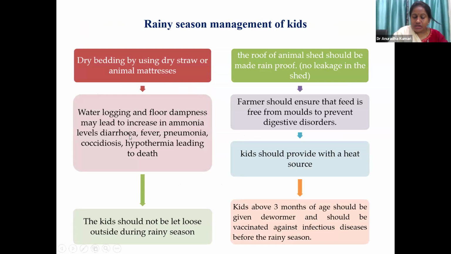With an increase in the moisture level, the incidence of diarrhea, pneumonia, and coccidiosis also increases. Always try not to leave the kids outside during the rainy season. Well before the start of the rainy season, check that the roof is not leaking. Farmers should ensure that the feed is free from mold infestation to prevent any digestive disorder. Kids should be provided with heat if the temperature goes below normal.